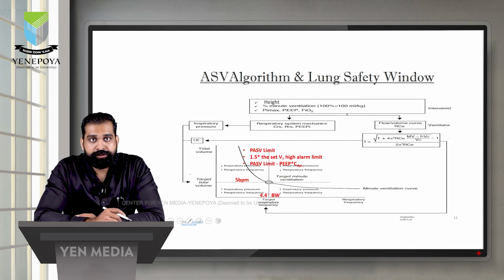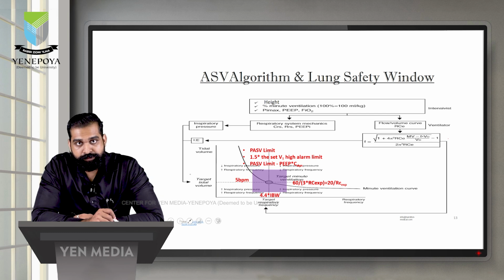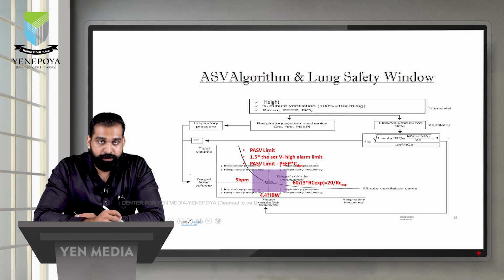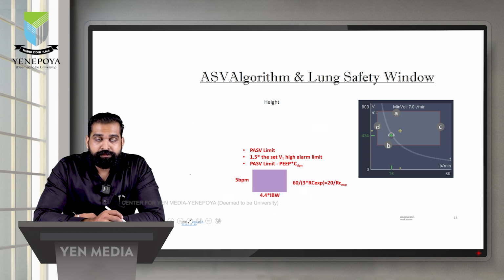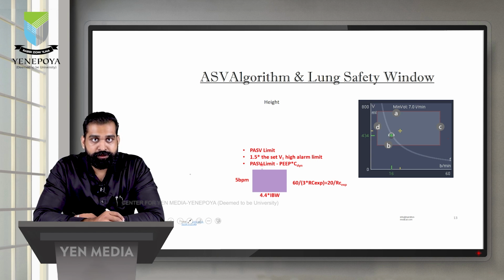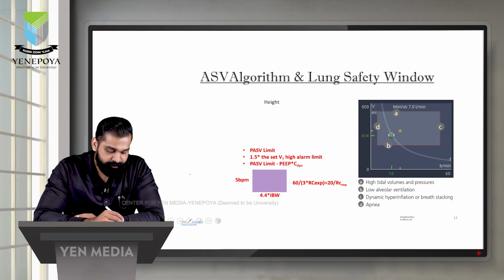And the ASV mode of ventilation, using these equations that you see, is going to generate something called a lung safety window. And the patient is allowed to breathe within this lung safety window. Now the top of the lung safety window controls the maximum tidal volume the patient can safely inhale. And that is majorly based on the PSAV limit that you will set. It's also based on this equation, which is 1.5 times the set high alarm limit of the patient, and also this equation, which is derived from the equation of motion, where the PEEP is subtracted from the PSAV limit and accounted for the compliance or the dynamic compliance of the lung. Now that's how the maximum amount of tidal volume the patient can safely inhale is determined.